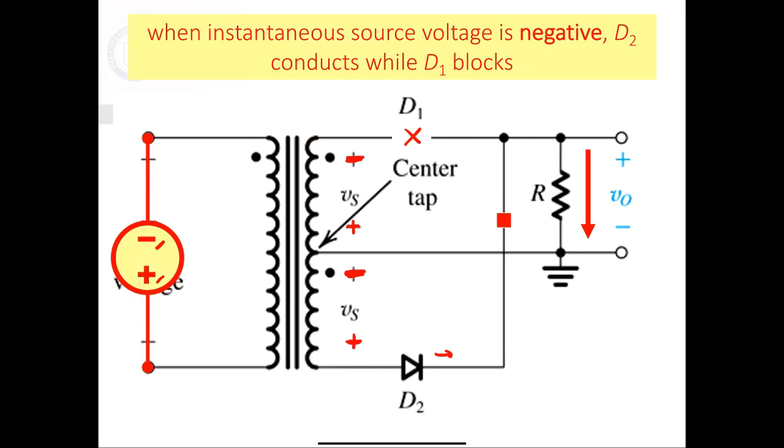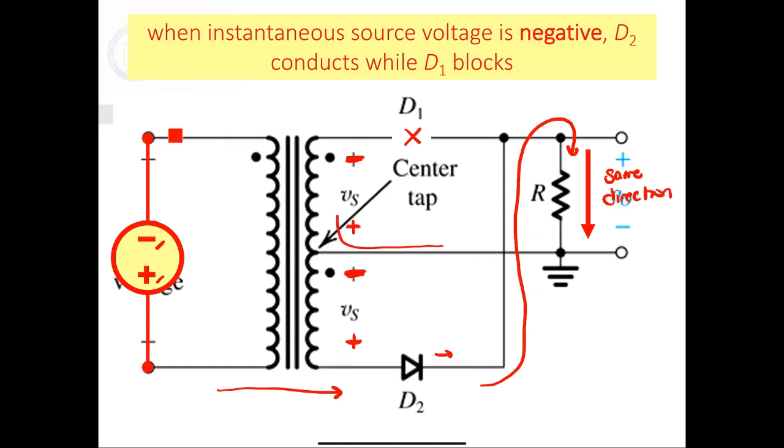So the current, even though it's flipped in direction, will still have a path to flow through, which will be through the transformer, through diode number 2, up and around, same direction, through the load, and then back to the source, completing the path.